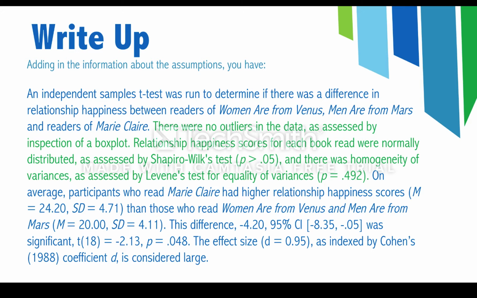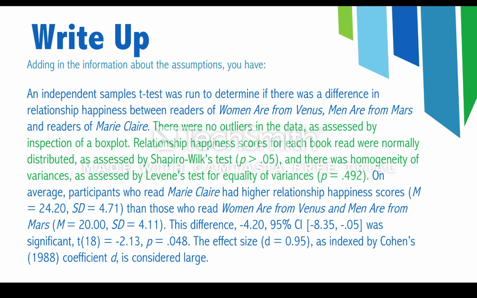What you can do is say there were no outliers in the data as assessed by the inspection of a box plot. Then relationship happiness scores for each book read were normally distributed as assessed by the Shapiro-Wilk test. And in this situation, you can just say that p was greater than 0.05. And there was homogeneity of variances as assessed by Levene's test for equality of variances, p equals 0.492.